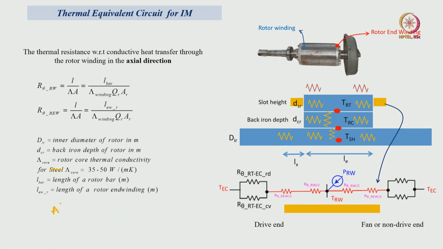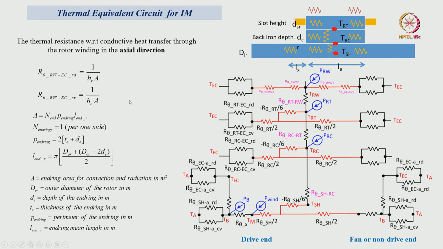For steel I presented here, aluminum it will be different. So, the winding thermal conductivity we have to select appropriately. And in the same manner, from rotor winding to this resistance we have calculated, this resistance also we have calculated. So, from rotor winding end point to the end cap, this is the rotor winding end point and end cap, through the air heat is transferred.